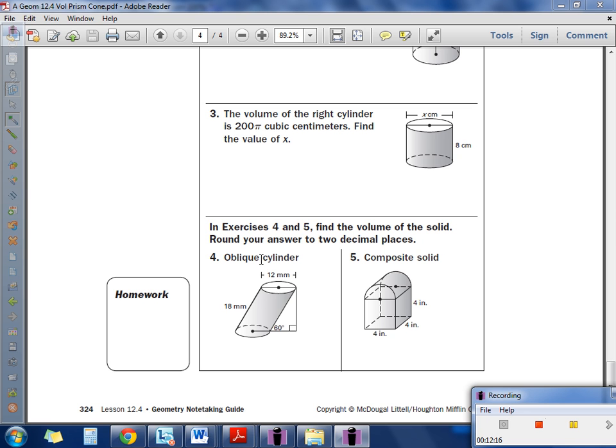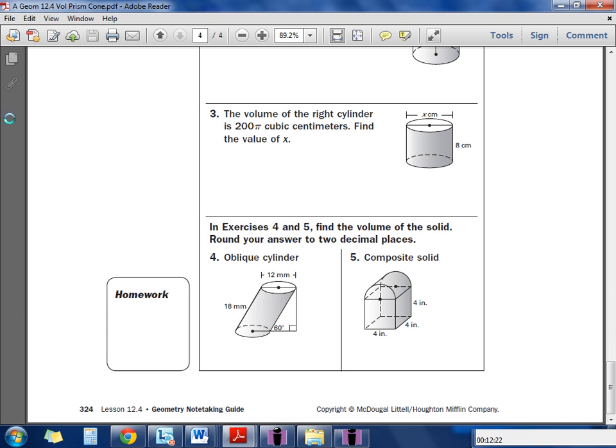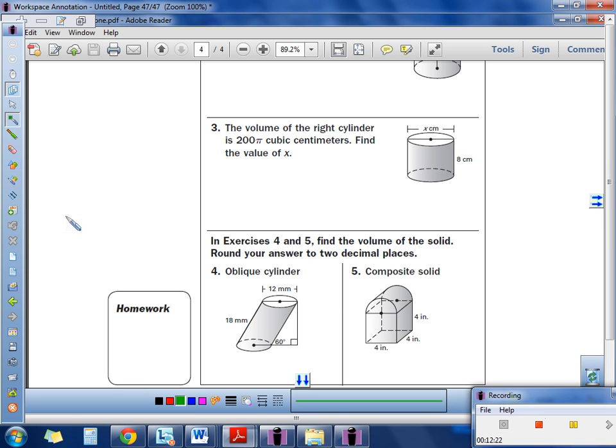On this next example, we have an oblique cylinder. That means it's leaning to the side. Whenever we have an oblique shape, that means it's leaning. So it still has the same formula as a regular cylinder. That's volume equals pi r squared times h.